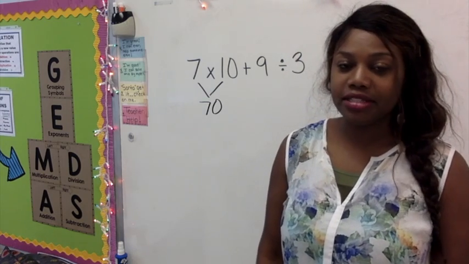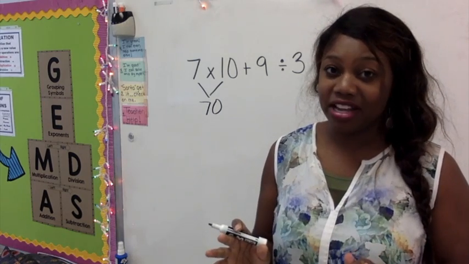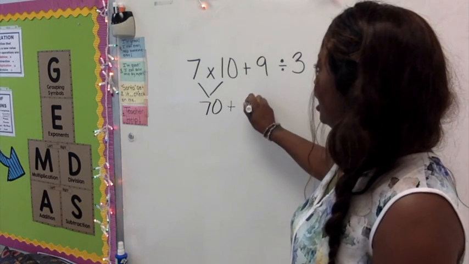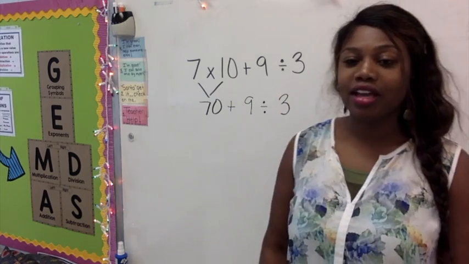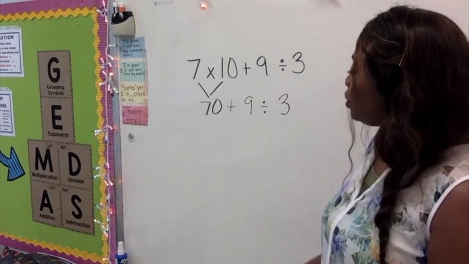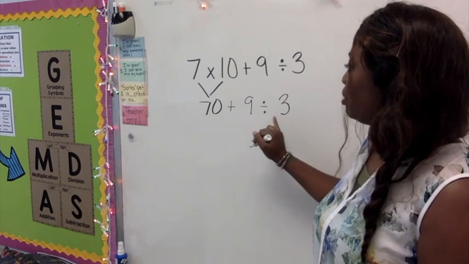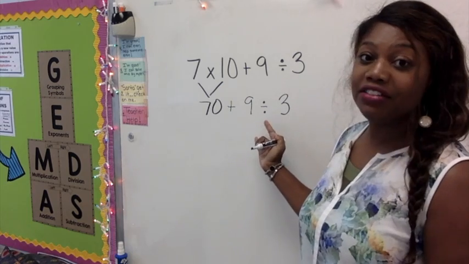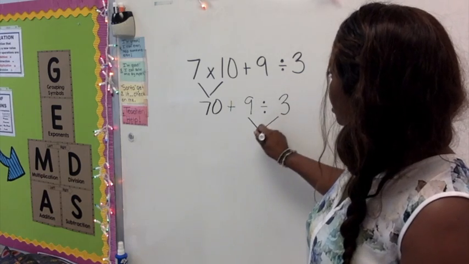Now this is an important step. I bring every number and every symbol down that I have not already evaluated or solved. Okay, so that's going to be my plus sign, the 9, the division sign, and the 3. And now I clear my brain and I get ready to make another decision. Will I do 70 plus 9 next, or 9 divided by 3? Well, according to order of operations, I'm going to solve my division before I solve this addition. Okay, so 9 divided by 3 is 3.